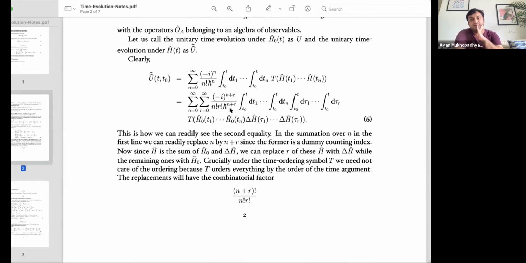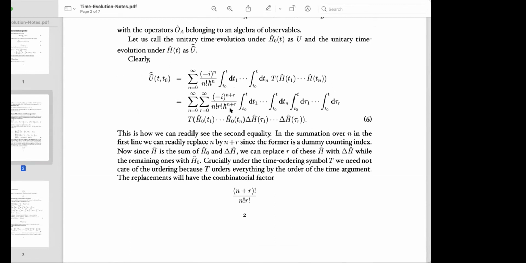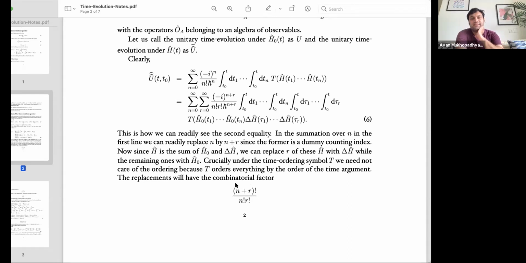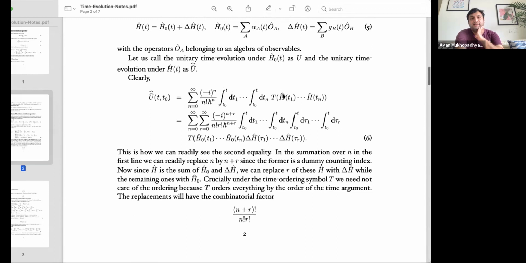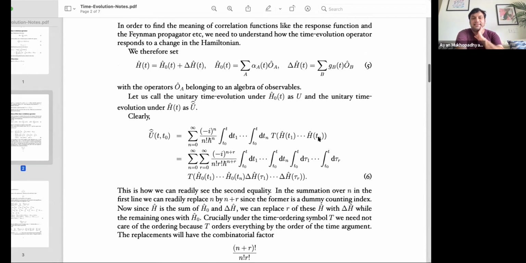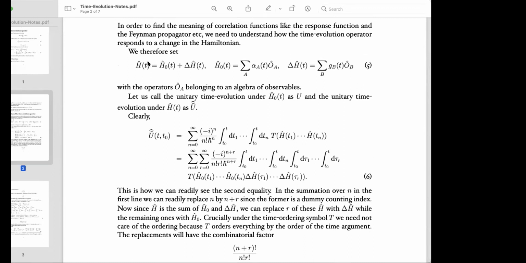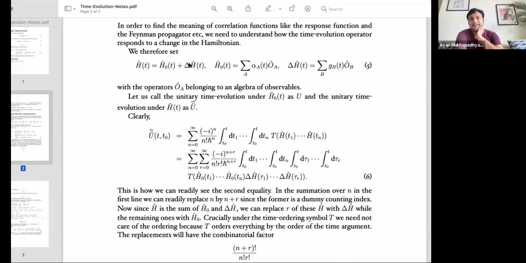Right. So where does this combinatorial factor come from, due to the time ordering? No, it has nothing to do with time ordering. Again, let me explain. So this is H to the power n, right? Each of these H you should replace by H0 plus delta H. Are you able to see my cursor on the screen? Yes, sir. Okay, so each of these H you are going to replace by H0 plus delta H.